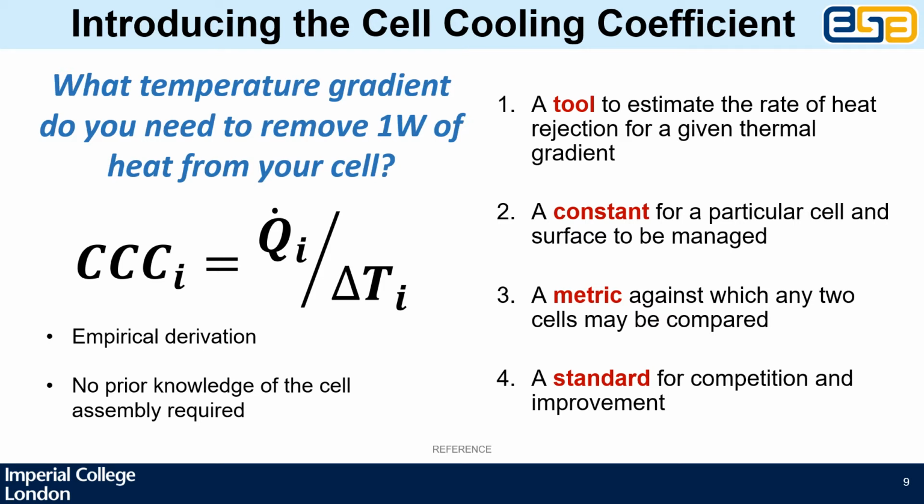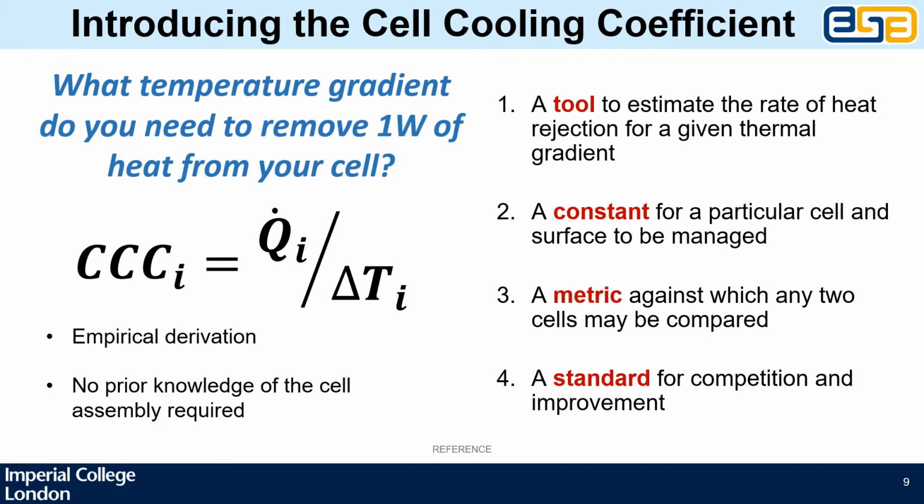We believe the cell cooling coefficient can become a tool to estimate the rate of heat rejection for a given thermal gradient, a constant for a particular cell and surface to be managed, a metric against which any two cells may be compared, and a standard for competition and improvement. The cell cooling coefficient is empirically derived and requires no prior knowledge of the cell composition.